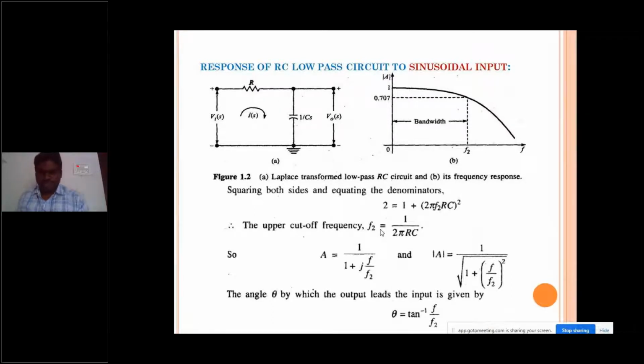If you are passing a sinusoidal signal through it, one thing that you need to remember in this slide is, if you are passing a sinusoidal signal through a low pass network, there is no change in the shape of the signal.